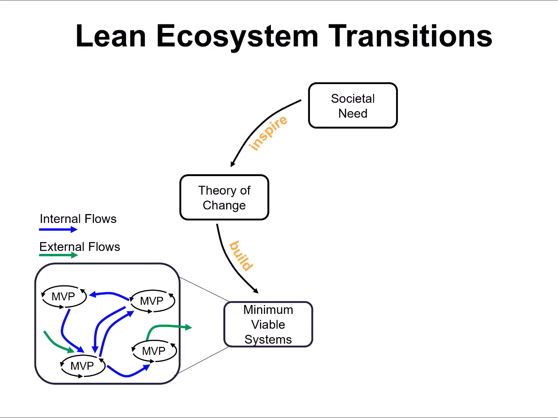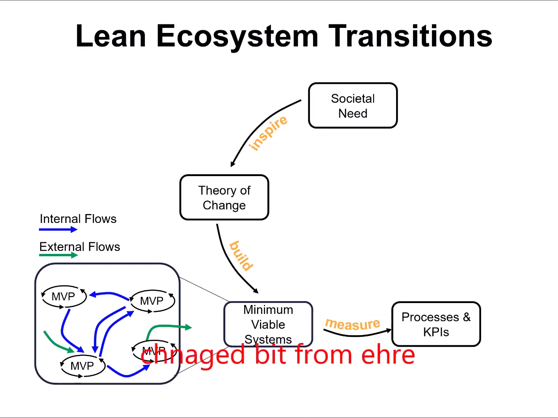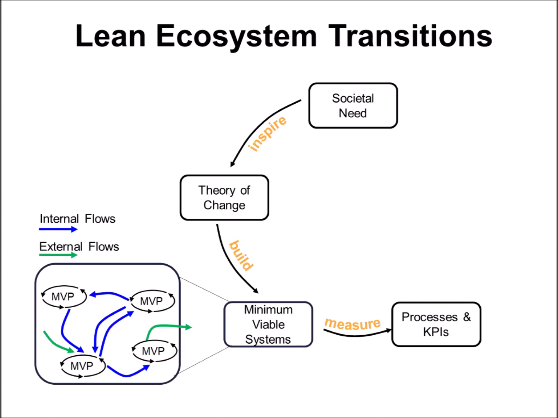From those interactions, we now no longer just work out the key data points. We also need to measure the quality of the processes, those internal and external flows, as well as the KPIs, the key performance indicators that we identified in the theory of change. These both allow us to understand the process maturity we have in those interactions between those minimum viable products, and also give an indicator of whether we are actually progressing in the right direction.